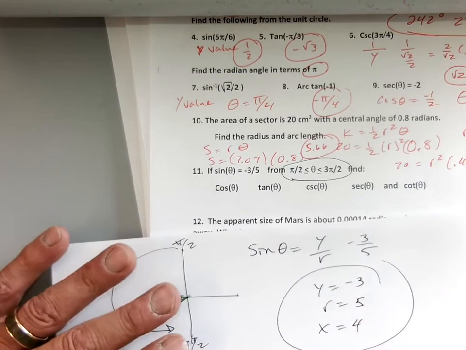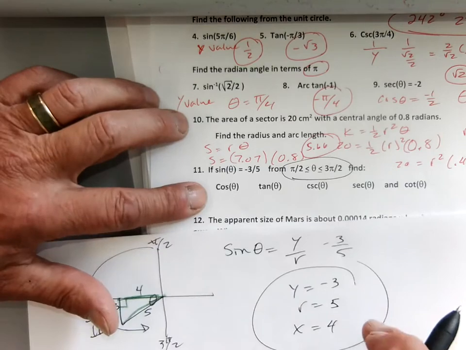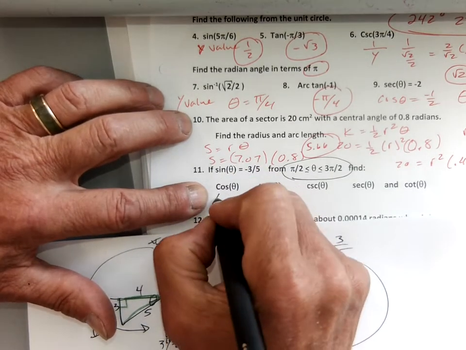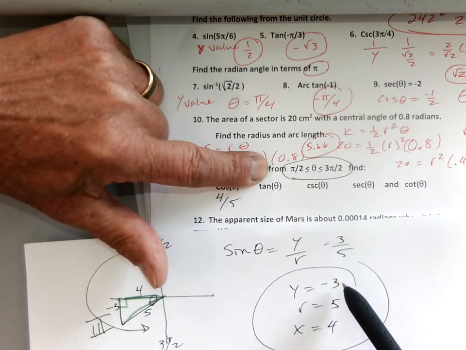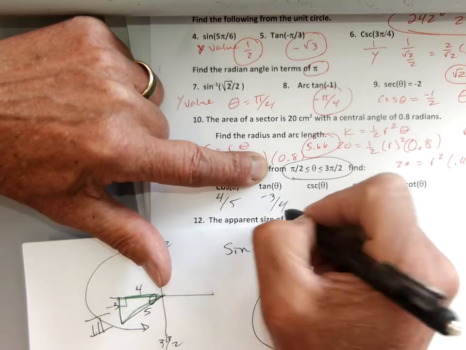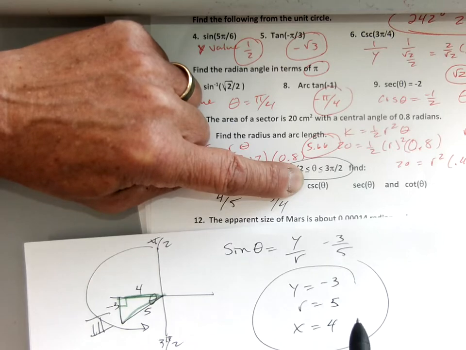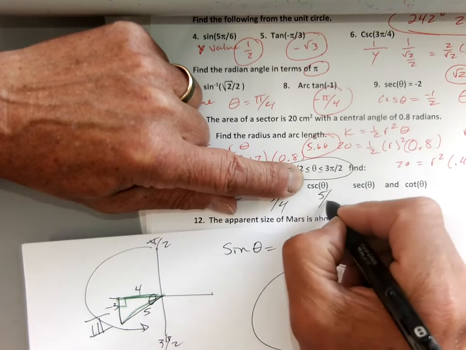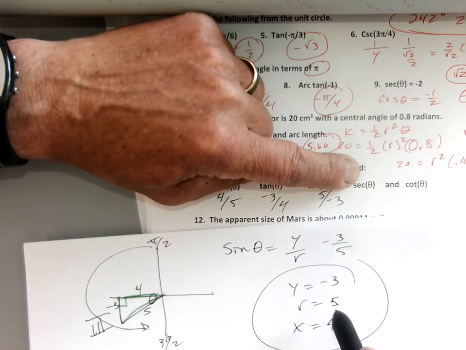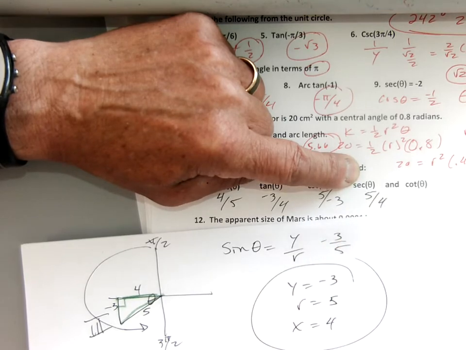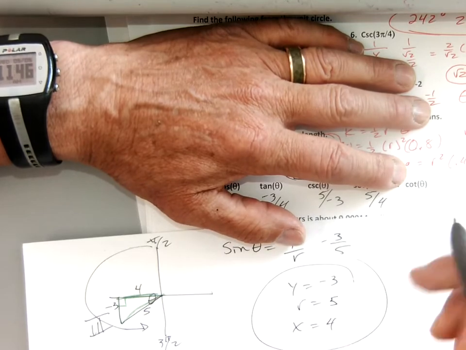Once we have it, this is easy. Cosine, which is the x over the r, is going to be 4 over 5. Tangent, which is the y over the x, is going to be -3 over 4. Cosecant, which is the r over the y, is going to be 5 over -3. Secant, which is r over x, is 5 over 4. And cotangent, which is the x over the y, is going to be 4 over -3.